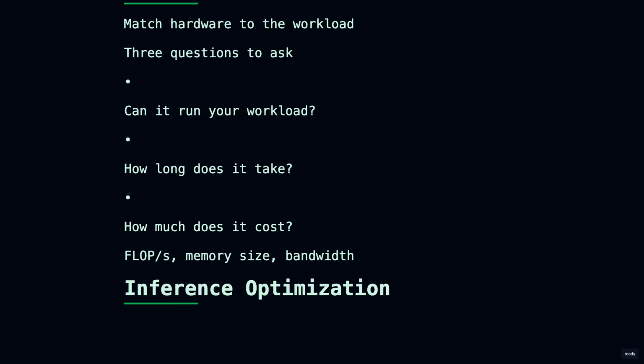In this section, we'll look at how inference gets faster and cheaper without changing what the model is supposed to do. The key idea is that optimization can happen at several levels, and each level affects the system differently.